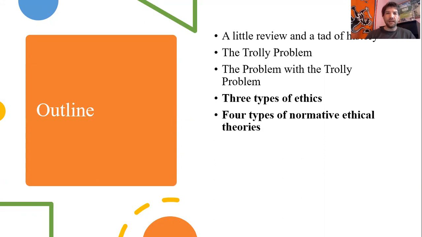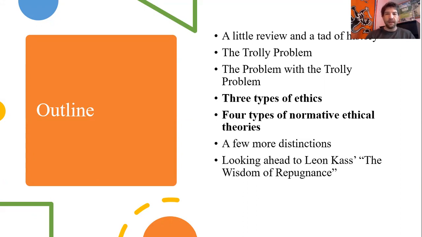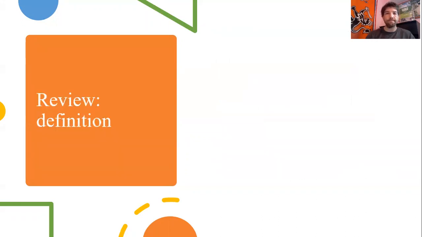Then we'll talk about the big things. I highlighted 3 types of ethics and 4 types of normative ethical theories. Again, these are spelled out in more detail in the textbook. I just want to highlight them here and draw your attention to them. A few distinctions briefly after that. And then we're going to move into reading Leon Kass's The Wisdom of Repugnance. So I'll say a word about that and a couple of the readings that are coming up, hoping to get your bearings with what we're doing coming up in the course.